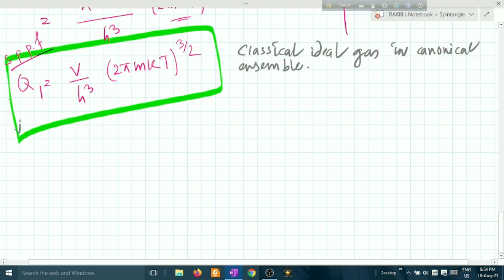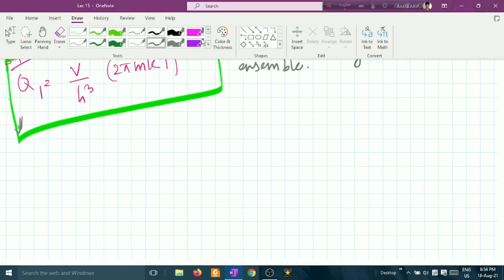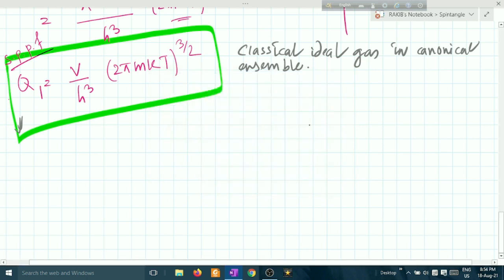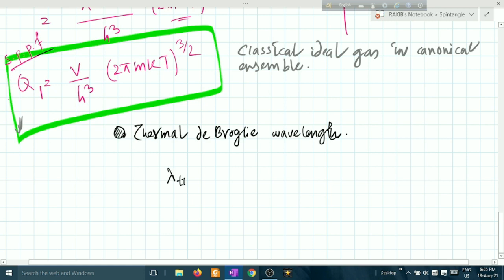Okay, so this is the single particle partition function. For now you have to know about a quantum mechanical approach, the thermal de Broglie wavelength. I am not going to elaborate more on this. The thermal de Broglie wavelength is written as lambda thermal, because this is the formula of wavelength. It is h upon root over 2 pi m kt. Okay, this is 2 m pi kt, whatever it is.